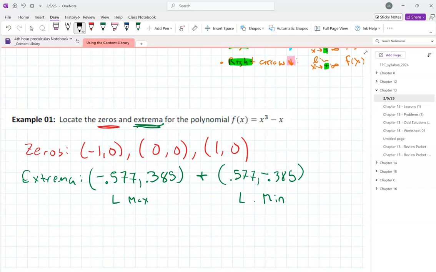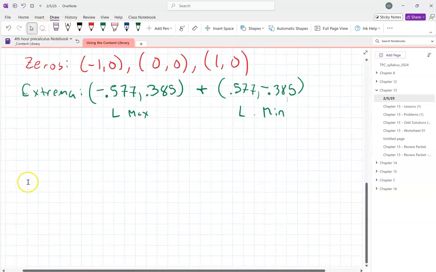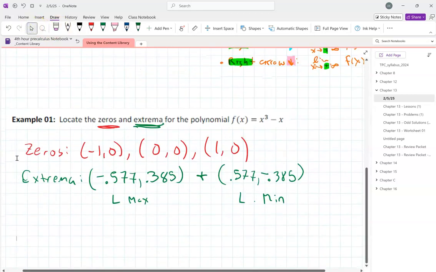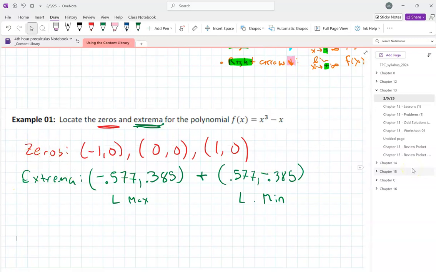Anybody have problems finding that local minimum on your own? Should have been pretty easy, especially if you've done this before, right? All right. Fantastic. So the next question might be, okay, I found 3 zeros and I found 2 extrema. How do I know that's all there was on that function?